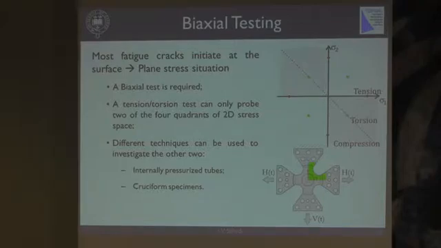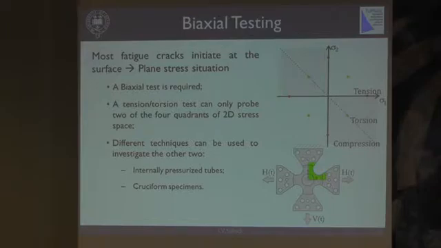And of course, most cracks initiate at the surface, certainly for the kind of lives that we're interested in here. The cracks will be surface initiated, so we're interested not in a fully multi-axial stress state, but just in a biaxial stress state, and therefore it's something that we can replicate in a test machine.